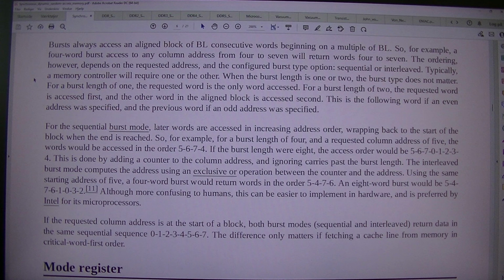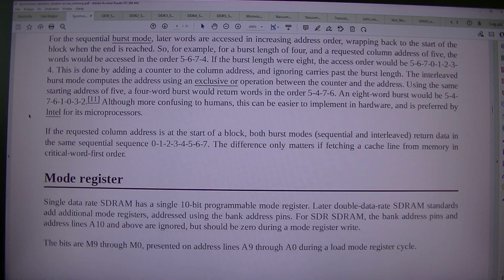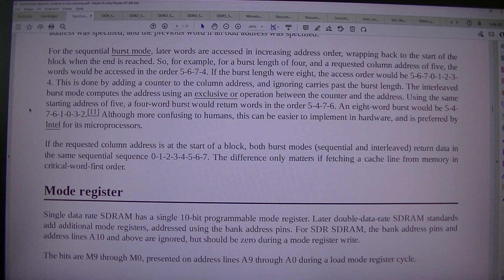When the burst length is 1 or 2, the burst type does not matter. For a burst length of 1, the requested word is the only word accessed. For a burst length of 2, the requested word is accessed first, and the other word in the aligned block is accessed second. This is the following word if an even address was specified, and the previous word if an odd address was specified. For the sequential burst mode, later words are accessed in increasing address order, wrapping back to the start of the block when the end is reached.